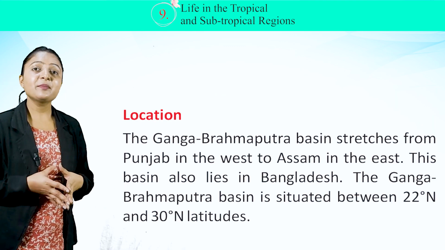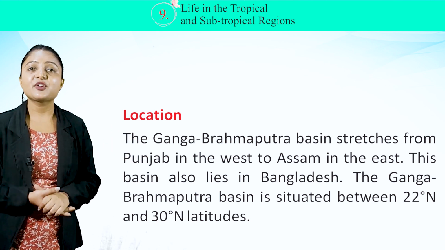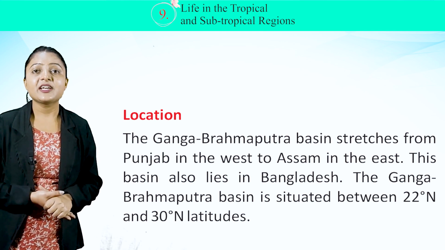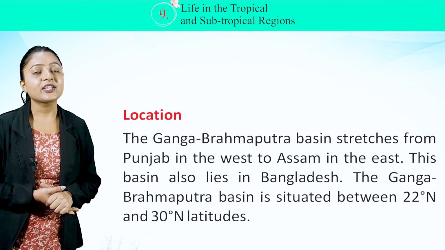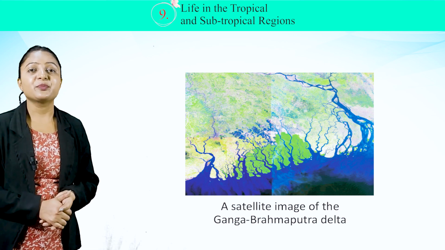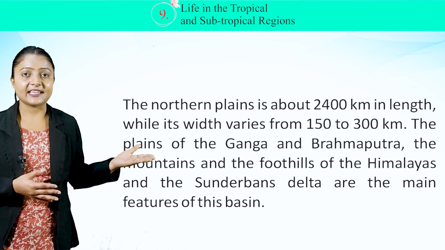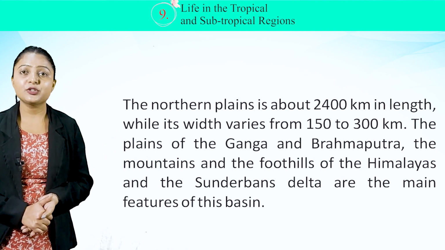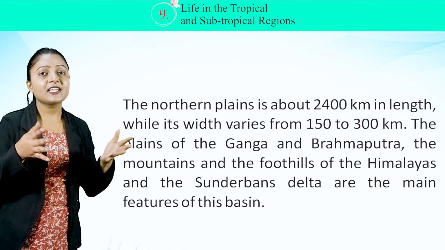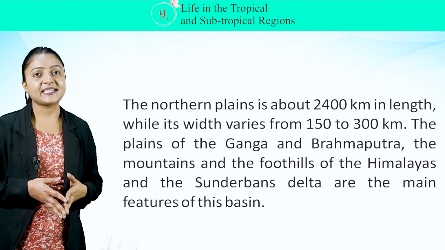Location. The Ganga-Brahmaputra Basin stretches from Punjab in the west to Assam in the east. This basin also lies in Bangladesh. The Ganga-Brahmaputra Basin is situated between 22° north and 30° north latitudes. In this picture, you can see a satellite image of the Ganga-Brahmaputra Delta. The northern plains is about 2,400 km in length, while its width varies from 150 to 300 km. The plains of the Ganga and Brahmaputra, the mountains and the foothills of the Himalaya and the Sundarbans Delta are the main features of this basin.